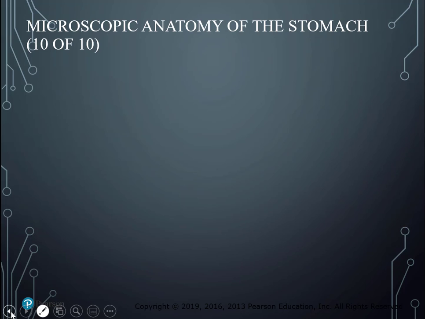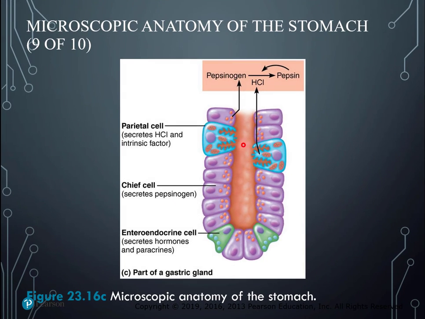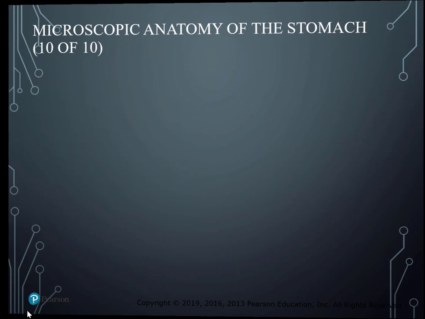So, this is a closer view of one gastric pit. It's a bigger version. You could see your parietal cells, and these parietal cells secrete HCl and the intrinsic factor. The chief cells would secrete pepsinogen, which needs to be activated into pepsin by the HCl of the parietal cells. And then the enteroendocrine cells secrete hormones and paracrines. The hormones and the paracrines are also on a feedback loop, stimulating the production of HCl and the production of pepsinogen as well.